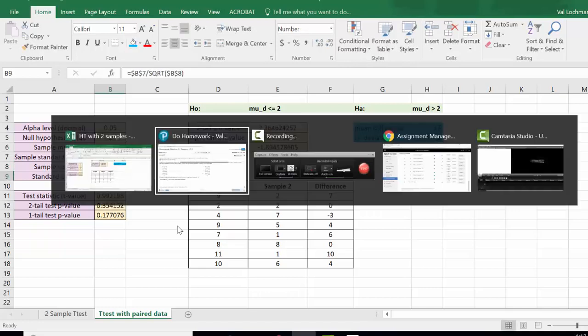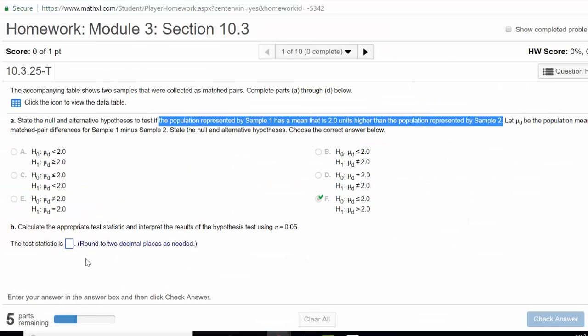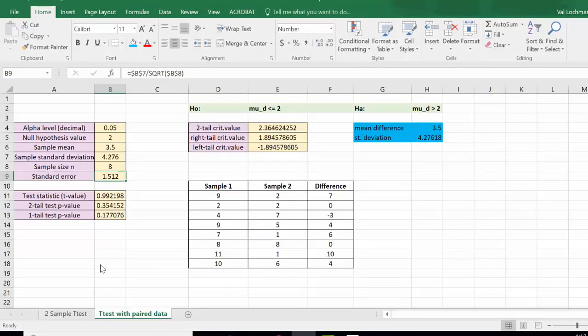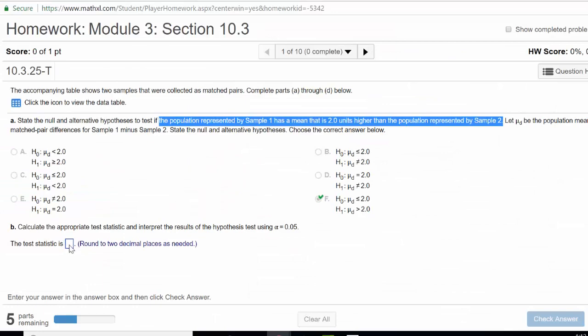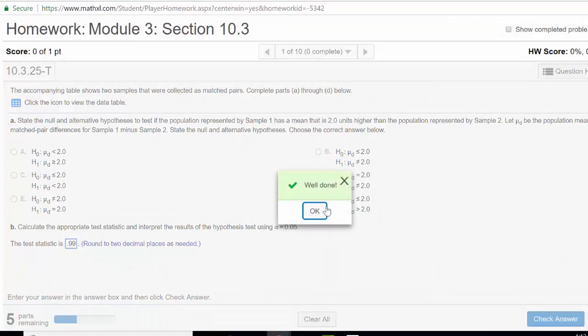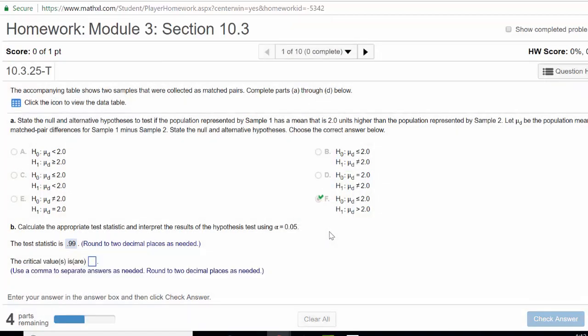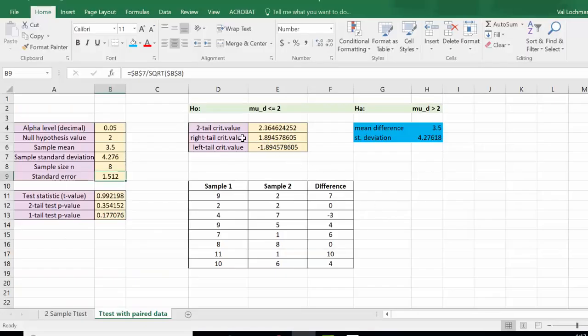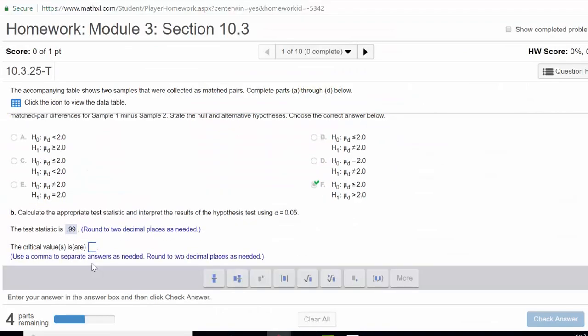Okay, so what is the first problem asking us to do? The test statistic, 0.99. They want 2 decimal places. Okay, good so far. Critical values: I double check and see, okay, my test is right tail. So my critical value will be 1.89. Looking good so far.